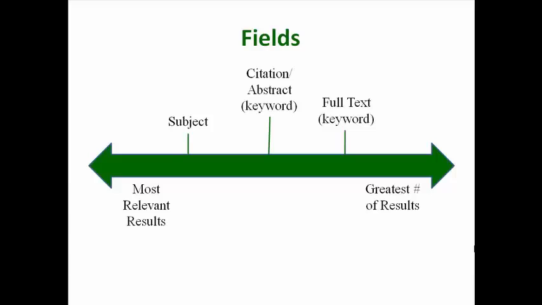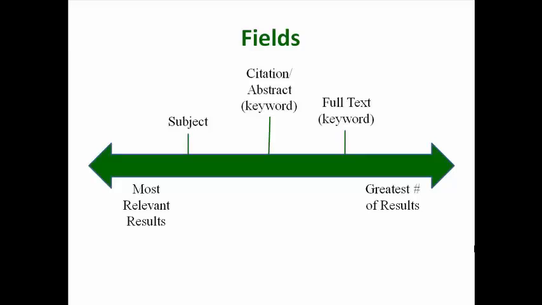Your goal is to find a balance between relevant results and plenty of results. You don't want zero results, but you also don't want results that aren't really about your topic. If you search the default, which is full text, you're going to get lots and lots of results, but you're also going to get results where your subject is only mentioned on page 10 of the article. If you search the citation and abstract, you're searching the summary, the title field, things like that. So this is usually a nice balance between relevancy and results.